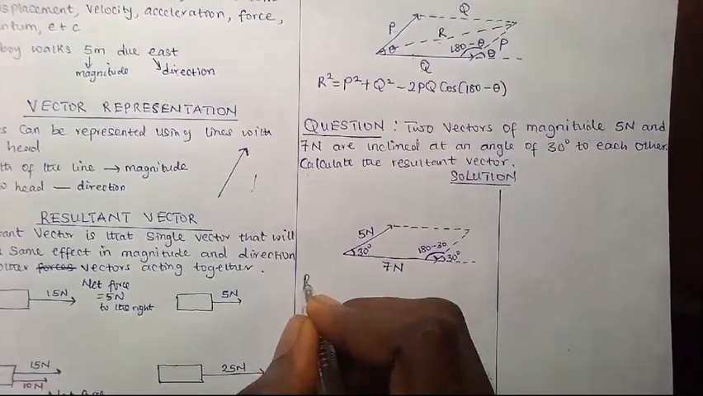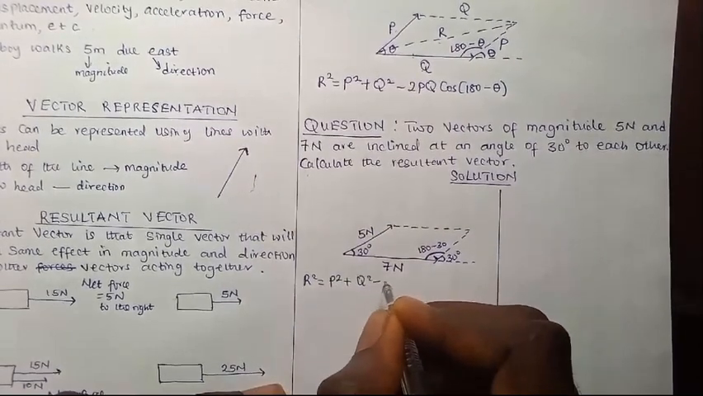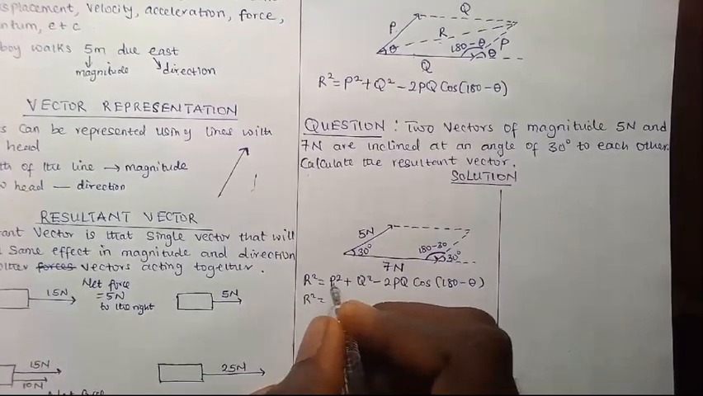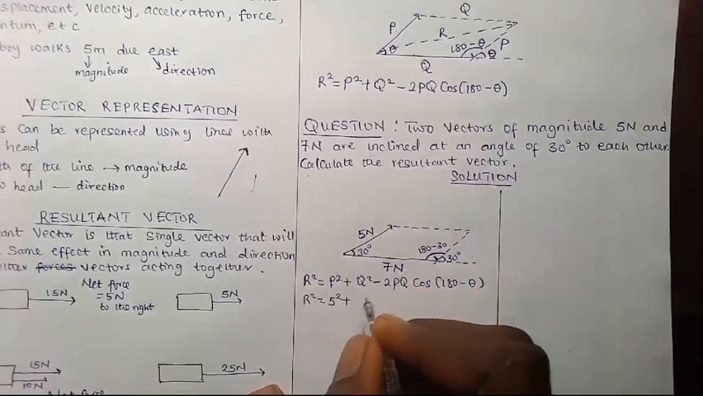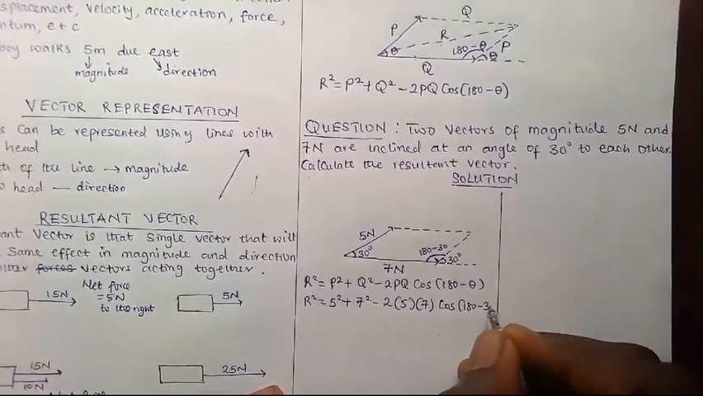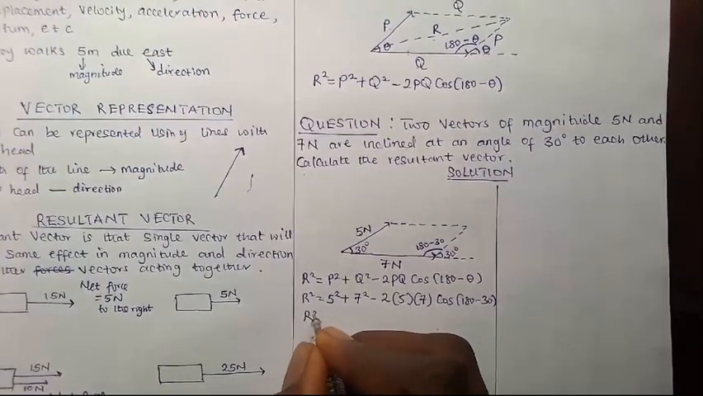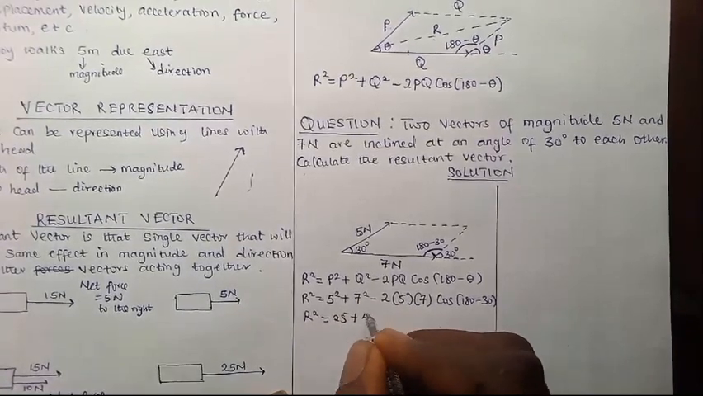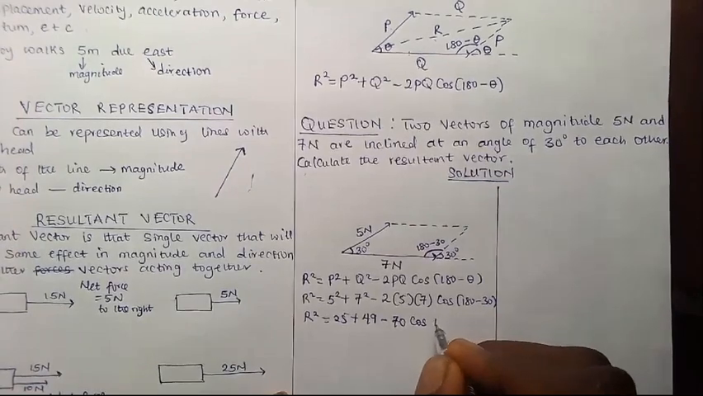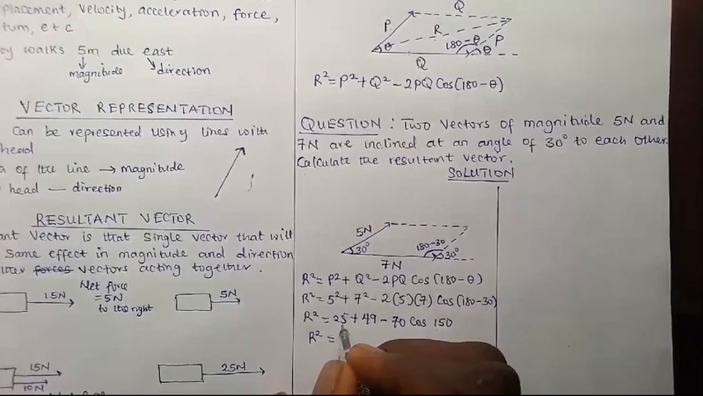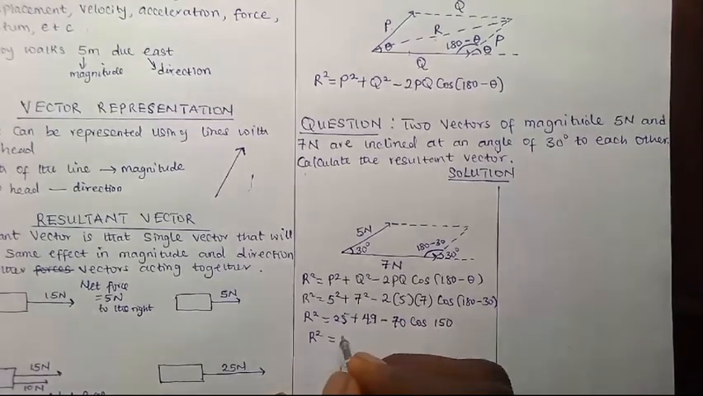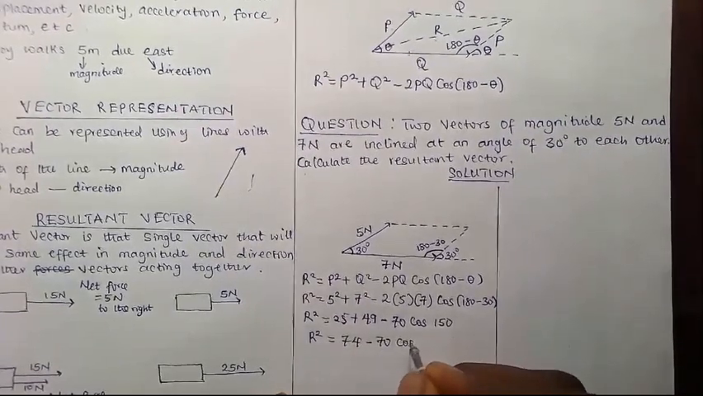So from the formula we have r squared equals p squared plus q squared minus 2pq cos(180 minus theta). So r squared, let's take our p as 5, so our 5 squared, take our q as 7 squared, minus 2 times 5 times 7, then cos(180 minus 30). So this becomes r squared equals 5 squared is 25, 7 squared is 49, then 2 times 5 times 7 is 70, cos(180 minus 30) is cos 150. So now don't make the mistake of doing 25 plus 49 minus 70. No, that is a very big error. Instead, just add these two first, 25 plus 49 to give us 74 minus 70 cos 150.